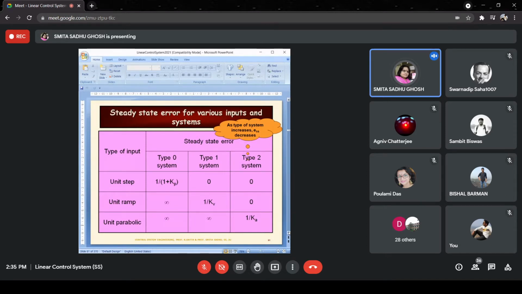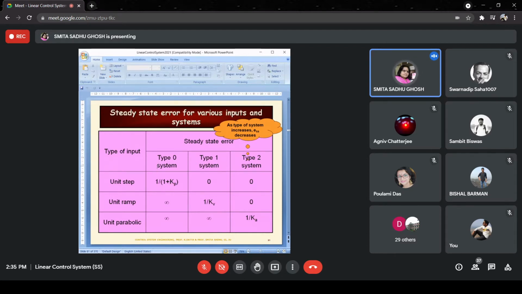Various means three specific inputs were studied: the step, the ramp, and the parabolic input, right? And this slide that you are seeing is a summary of what we had studied in the last class. Taking each input and the corresponding type of the system, we had tried to derive what the steady state errors would be respectively, and in the process we had also derived the error constants. So the position error constant, velocity error constant, and acceleration error constant values we had also seen, right? So this slide, as I told you, is a summarization of the same.